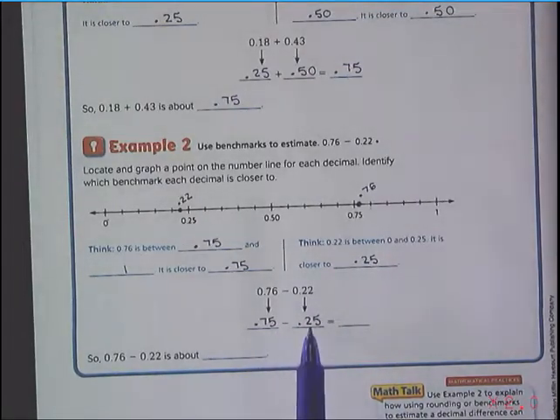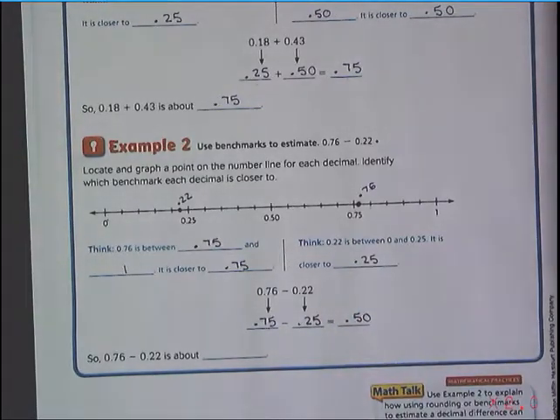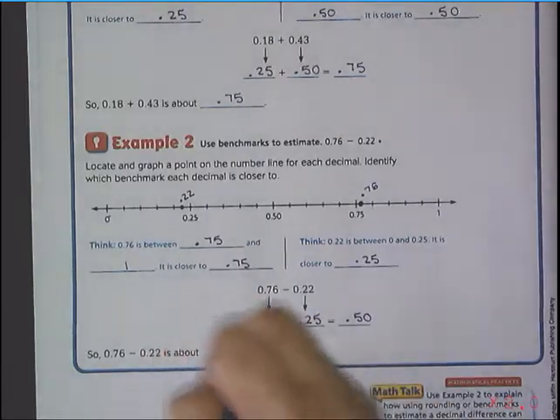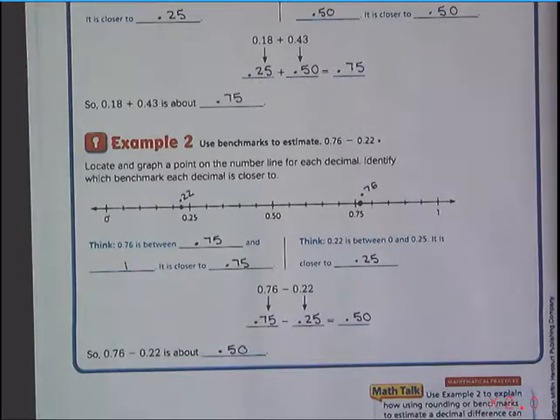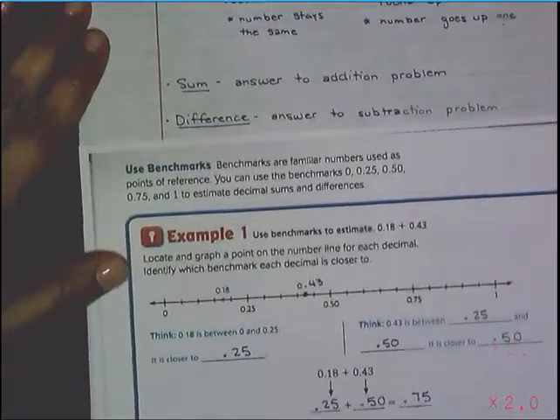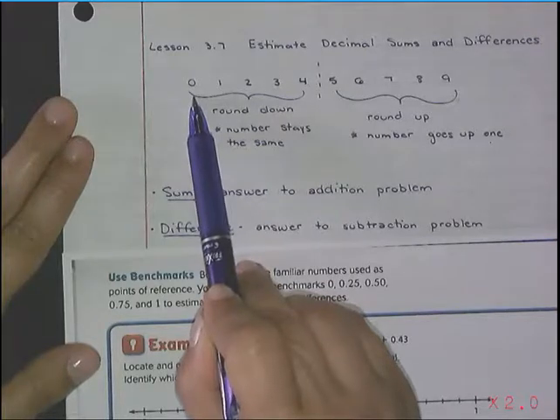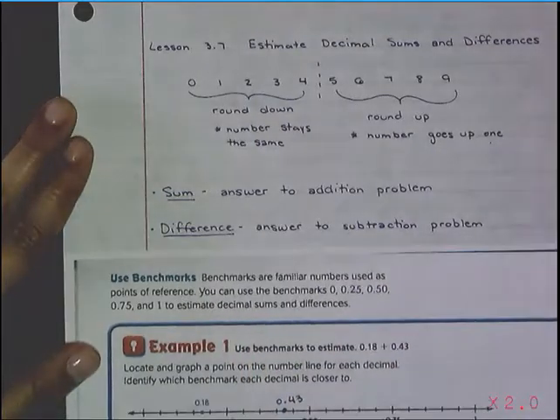And 0.75 minus 0.25 is 0.50. Okay? So the difference of 0.76 minus 0.22 is about 0.50. Okay, so that's how you're going to be doing your work for today. Remember to be estimating. When you estimate, use your scale. If it's 4 and down, you're rounding down. If it's 5 and up, you are rounding up. Okay.